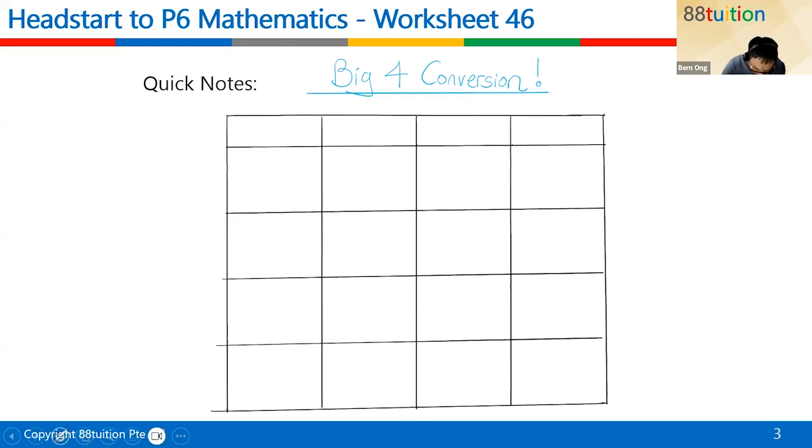So who are the big four? Who are the big four? The big four consists of number one, fraction. Followed by ratio. Followed by decimal. And last but not least is percentage.